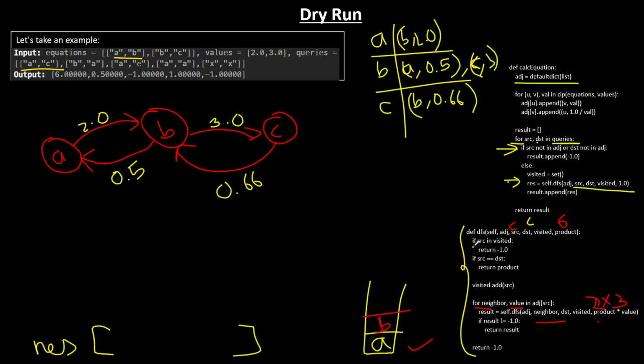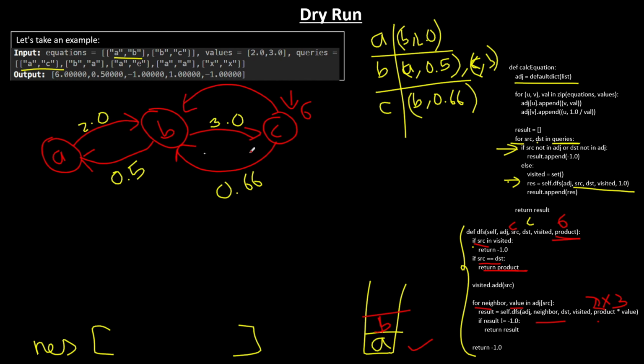Then is source visited? Of course not. Is source equal to destination? Yes, both are C, right? So we return the product. What is the product? 6 here. So what happens? We're standing in this node, correct? And the product we have is 6, right? What happens when you return the product? The DFS call comes back here.